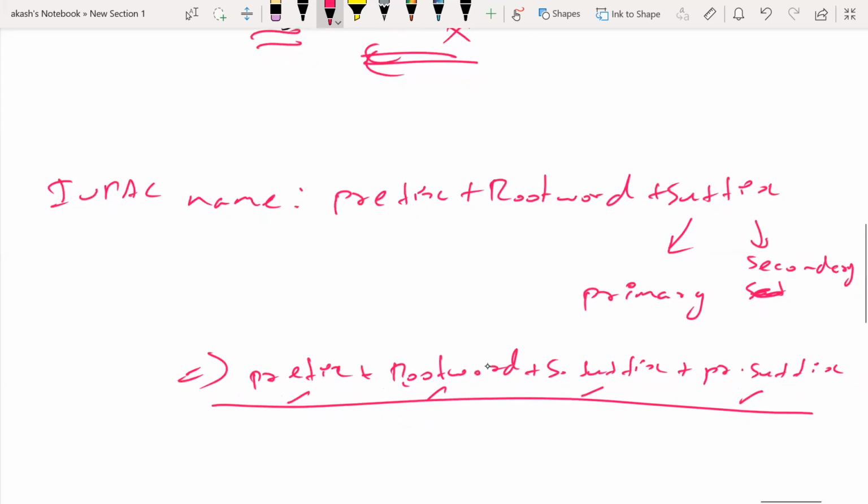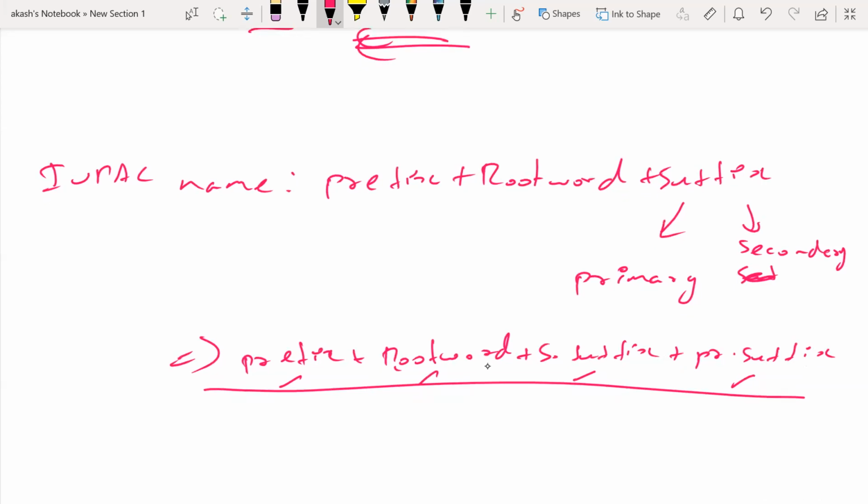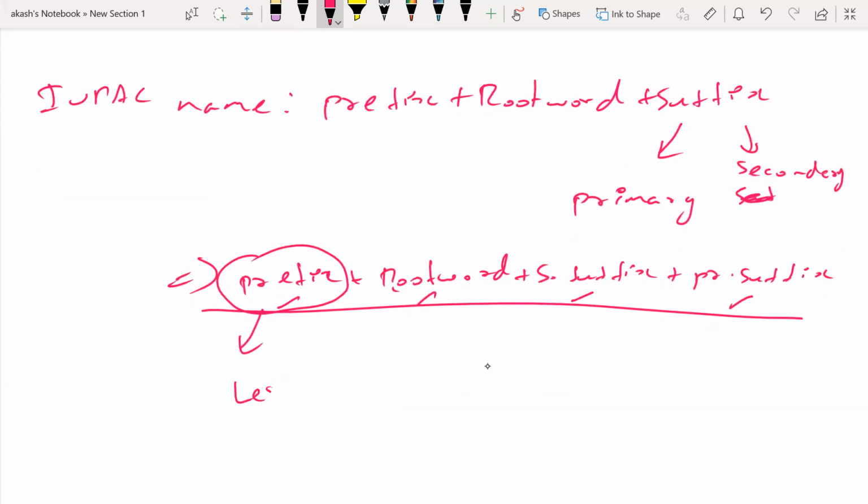Each and every part of the IUPAC name, that is prefix, root word, secondary suffix, and primary suffix, is going to give you different information about the compound. The prefix talks about less prioritized functional groups. In a compound we can have more than one functional group, so one will have more priority and the others will have lesser priorities. So the prefix gives you information about the less prioritized functional groups.